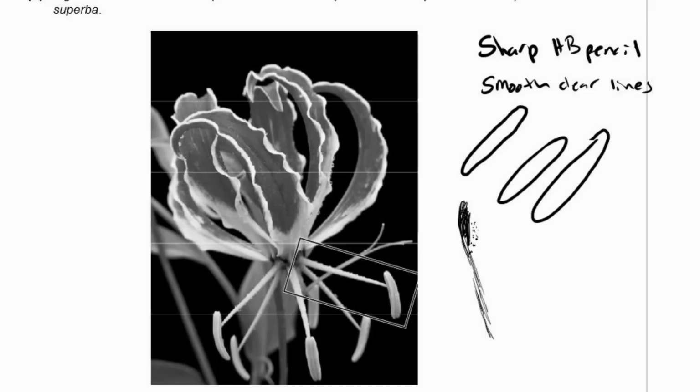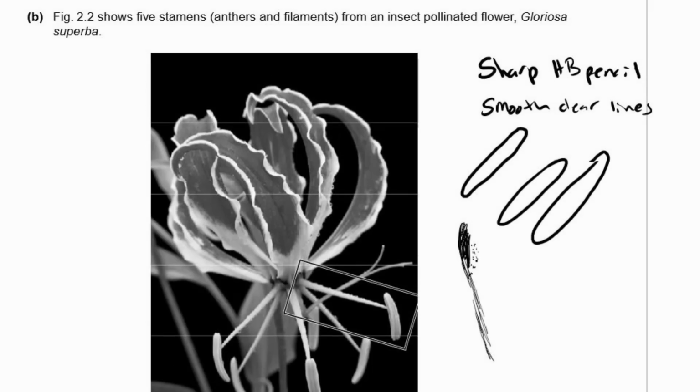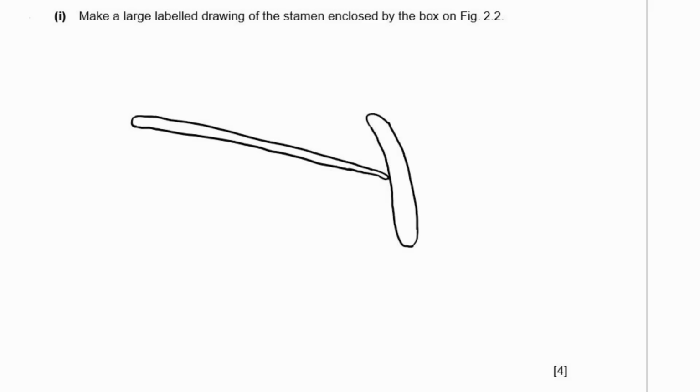What do you label? Okay, so this is the stamen. The stamen is made up of 2 parts. It even says up above here, 5 stamens, the anthers and the filaments. So you need to label the anther and the filament. Now, when you do a label line, do not ever draw an arrowhead. That is wrong. You need to use a ruler for this. You need to draw a straight line with a ruler, and you have to make sure that the lines don't cross.